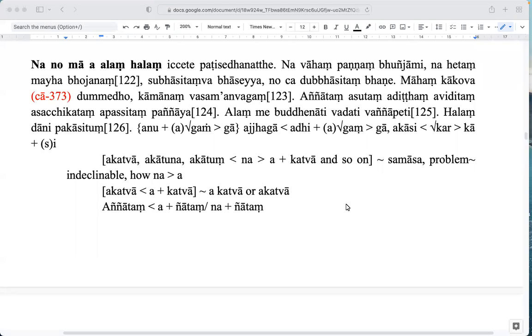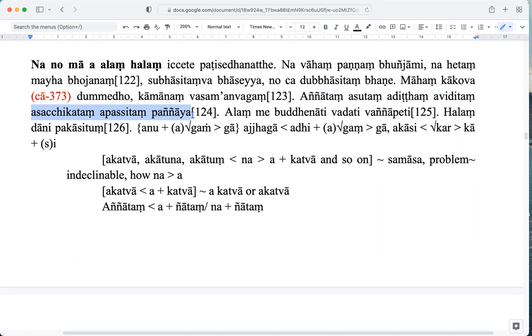So, related to negation, according to Saddanīti's idea, the six particles na, no, ma, a, alan, and helan are applied to denote negation in Pali. Sarāji also gives examples here: inyadan, asudan, aditan, aviditan, asichikadan, and abbasidan.